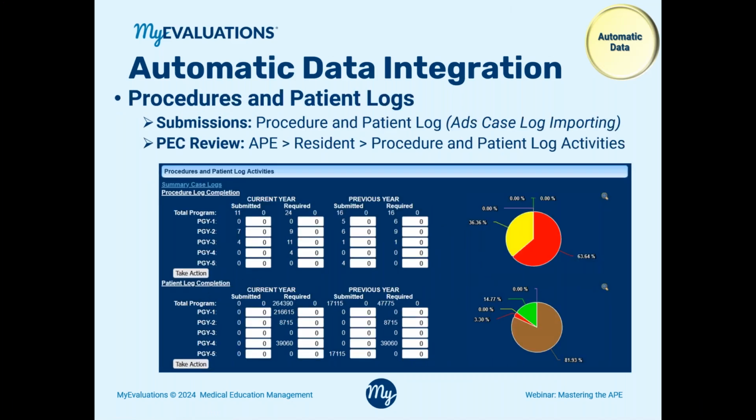The next section is for procedures and patient logs. Procedure patient logs, as I've mentioned before, get automatically pulled in from the data they submit through the system or the data that you import from ADS. So this also has fields that allow you to administratively override the numbers that are in the system if you need to make modifications. And you can see in terms of patient log completion, we have very large numbers here because this represents data that was imported into the system from ADS.